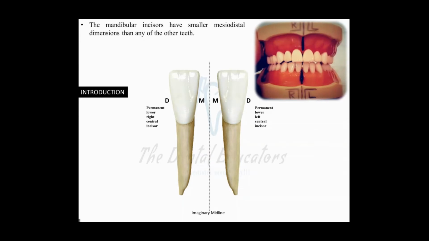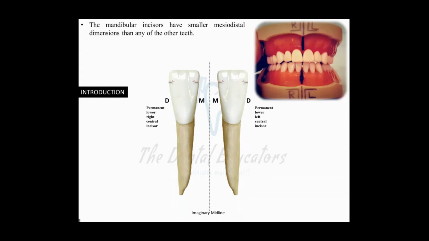Now when we look at the dimensions of the permanent mandibular central incisors, they are said to be smaller in mediodistal dimension as compared to any of the anterior teeth. So they have the smallest mediodistal dimension. So you can easily identify this. The mediodistal dimension of these permanent mandibular central incisors, as we can see in this diagrammatic representation, is quite less in comparison to any other tooth inside the oral cavity.